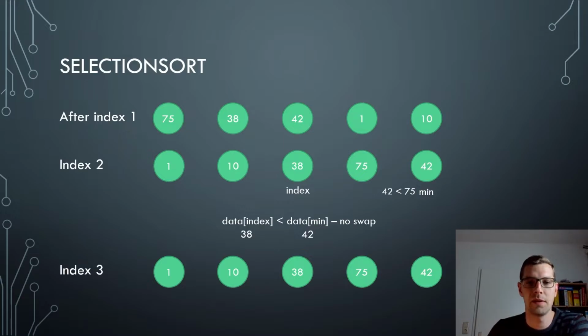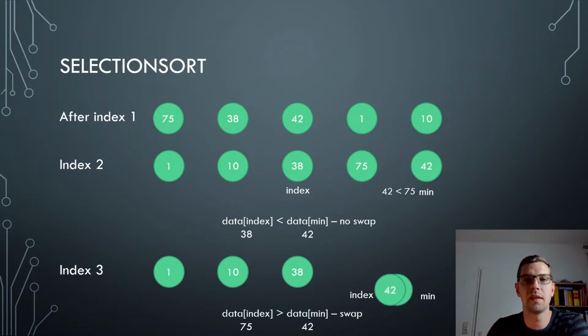So we just have to do the 75 and the 42. We set our index to 75 and our minimum to 42, which is also the minimum of a single item array. Then we see that 75 is bigger than 42, so we have to swap these, and we end up with a sorted array.